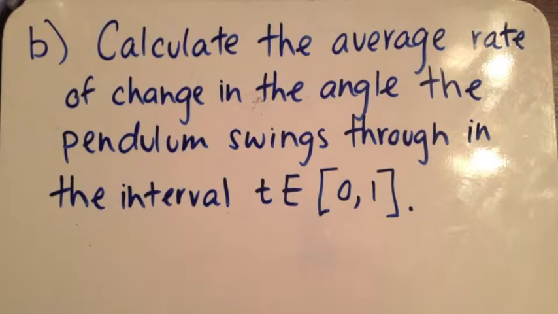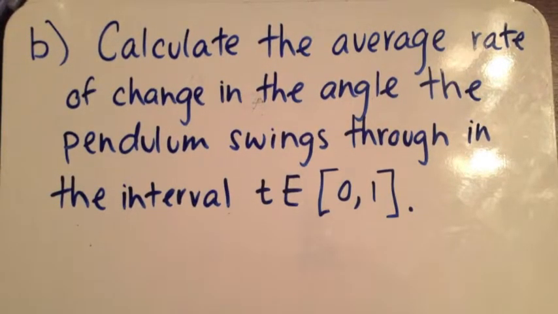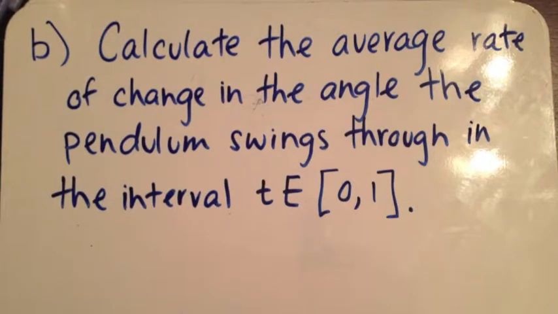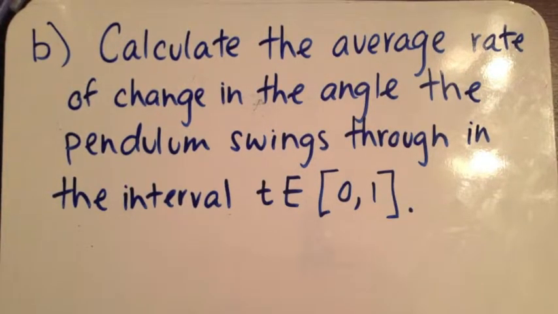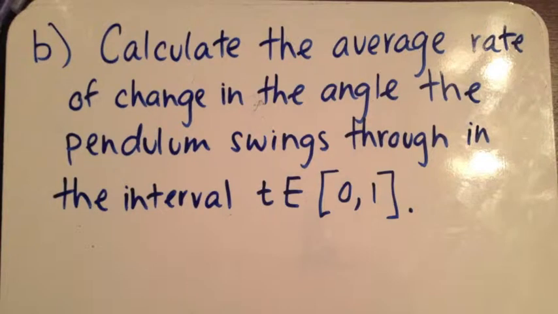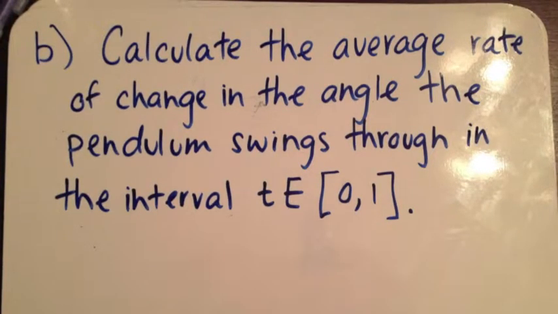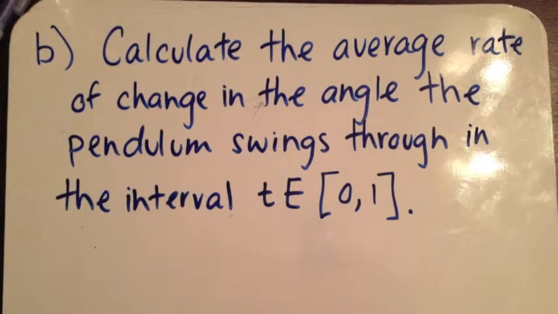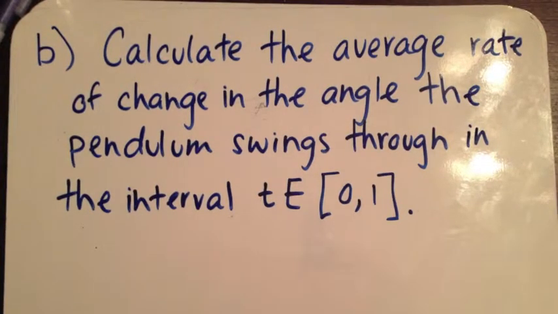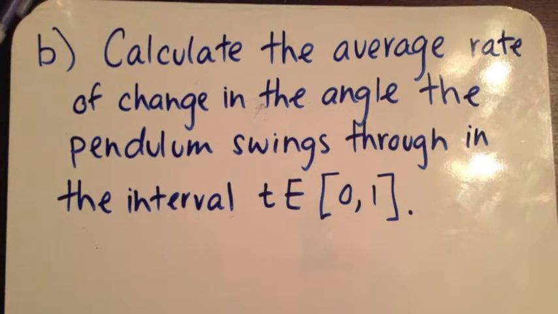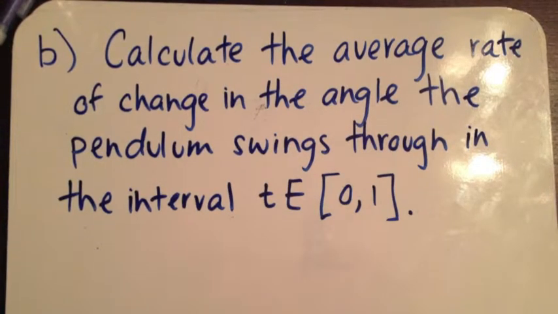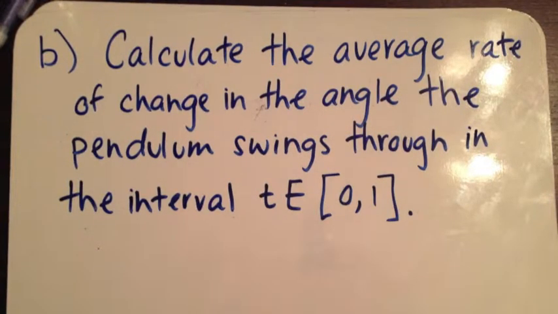Question B. Calculate the average rate of change in the angle the pendulum swings through in the interval t 0 to 1. The average rate of change, or AROC, is the same thing as the slope of the secant line that passes through the 2 points. In this question, the 2 points that fall on the x-axis are 0 and 1.